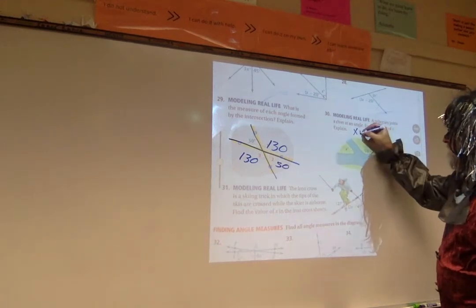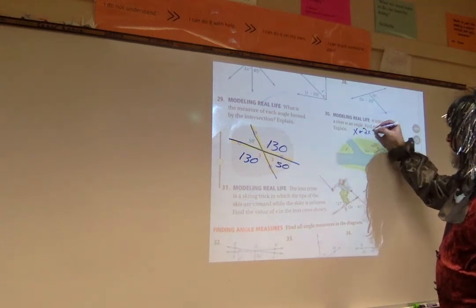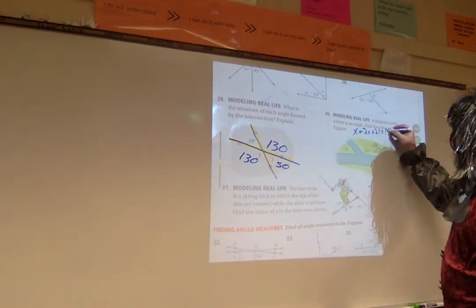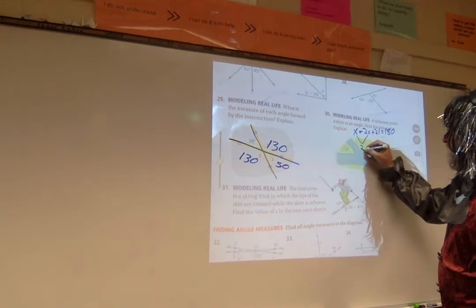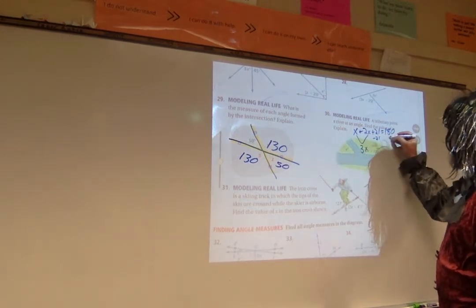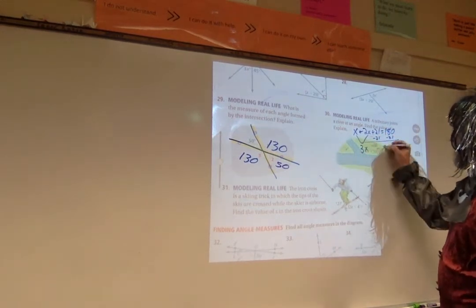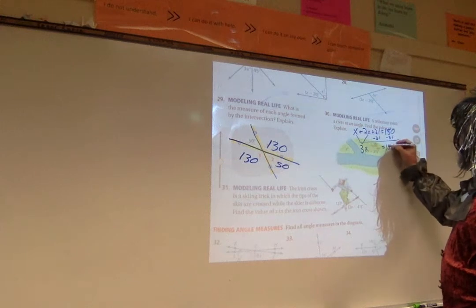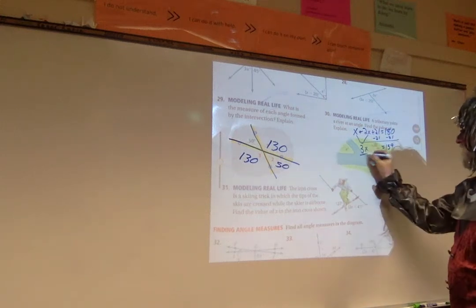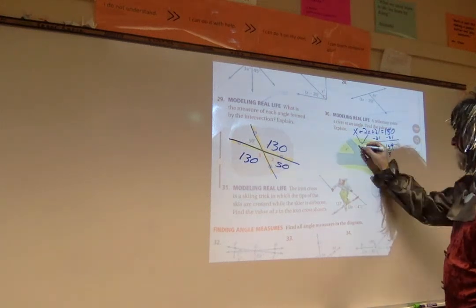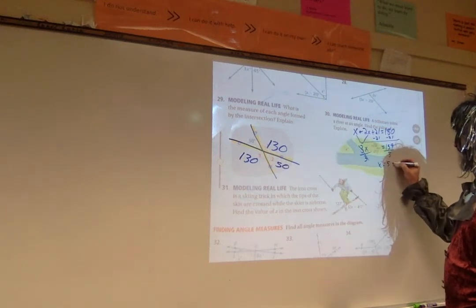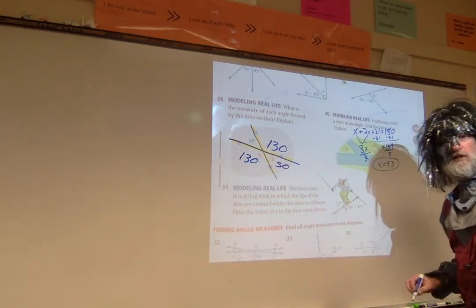So x plus the 2x plus 21 have to equal 180. An x and a 2x makes a 3x. Subtract 21 from both sides. I think that's 159. Divide both sides by 3. Proves x has to be equal to 53.